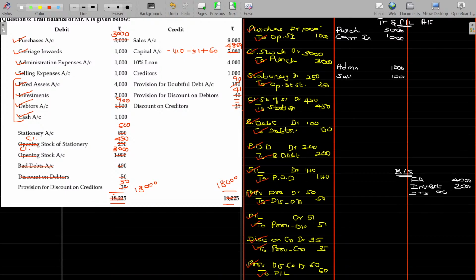Debtors 900 in the inner column because it has two adjustments: provision for discount on debtors and provision for doubtful debts. I'll just leave the space here: PDD as well as provision for discount. Then we have cash, the cash value being 1000.